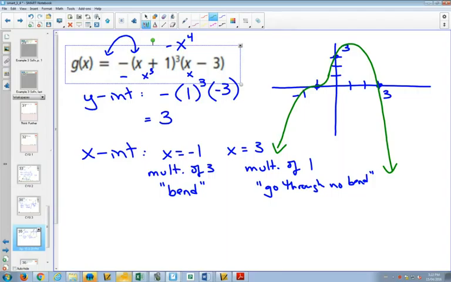And then where that maximum is, it doesn't matter. Just try to draw a smooth curve. You should have no sharp lines in your curve anywhere. So that's how the multiplicity works.